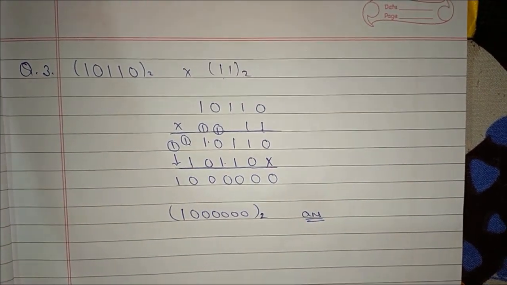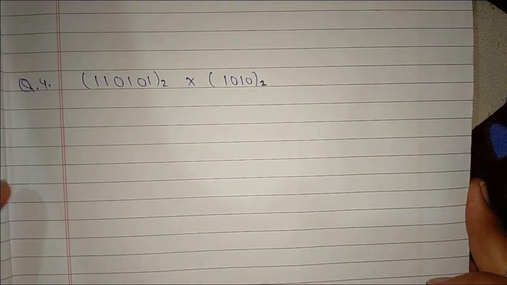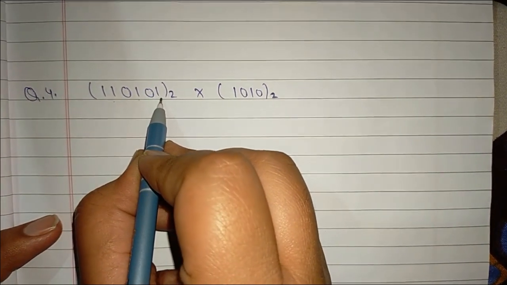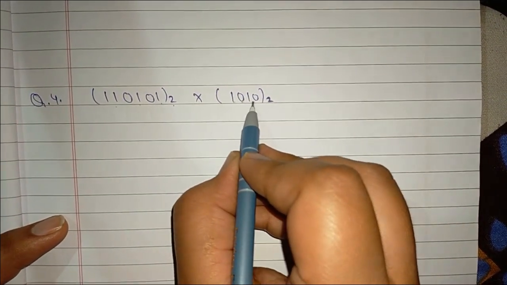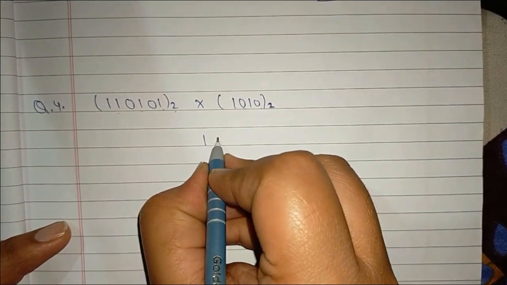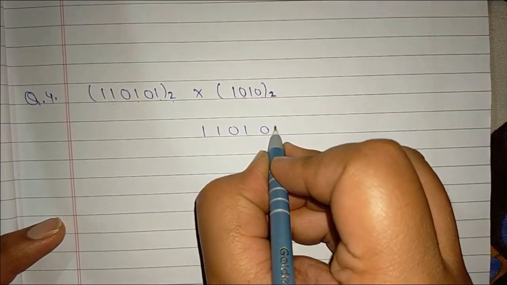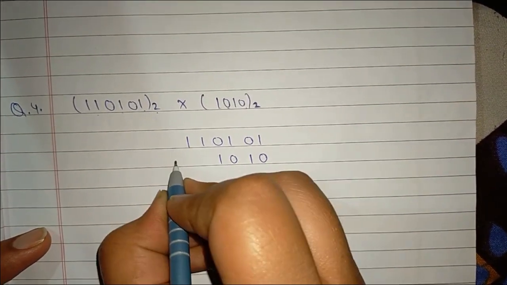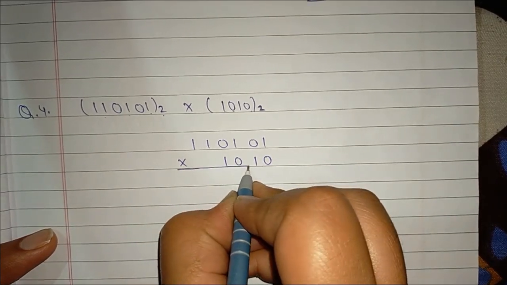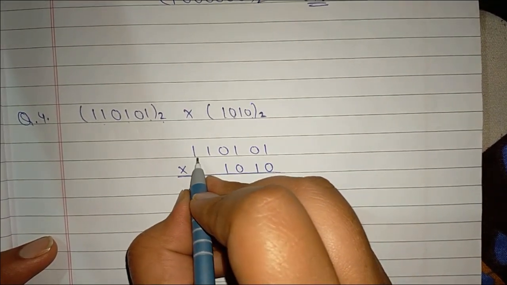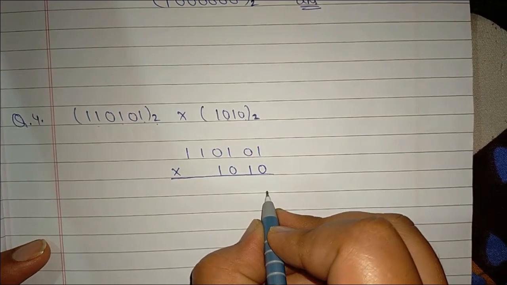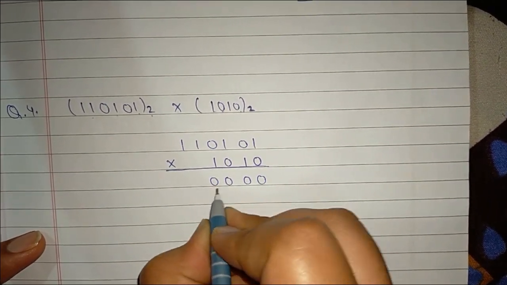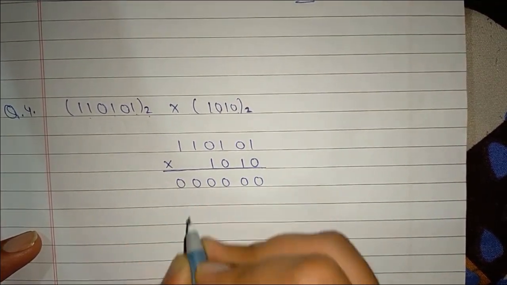Now let's move to our last question of binary multiplication. It is 1 1 0 1 0 1 and we are multiplying this number by 1 0 1 0. 1 1 0 1 0 1 and then 0 1 in the reverse order. Fine. Now let's multiply. So first when you will multiply this whole number by 0, result will be 0. So we have to note down 6 times 0: 0 0 0 0 0 and 0.